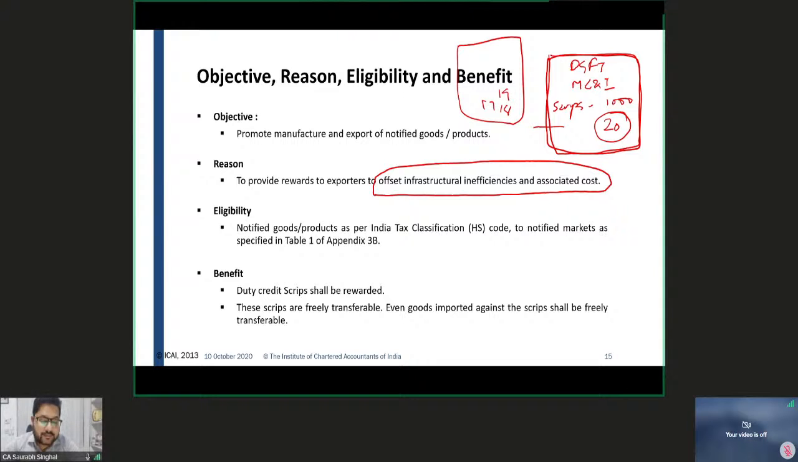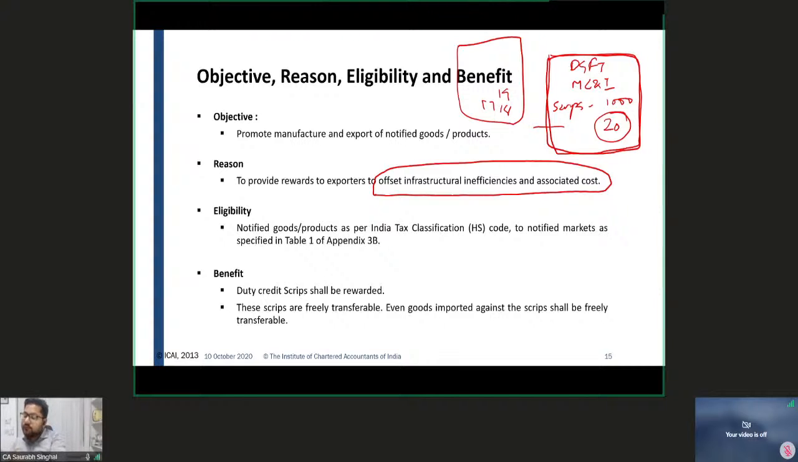Now what is the eligibility for MEIS? The eligibility of MEIS is that you should have exported notified products as per ITCHS code, that is as per the codes given in the Indian Trade Classification Schedule, to notified markets, and this complete schedule of rates and markets is given under Appendix 3B. It is not appendix, it is appendix. Appendix was for some list and procedures. Appendix are some schedules. So Appendix 3B, 3 capital B is the schedule which will list out the various goods, and the corresponding rate against those goods.